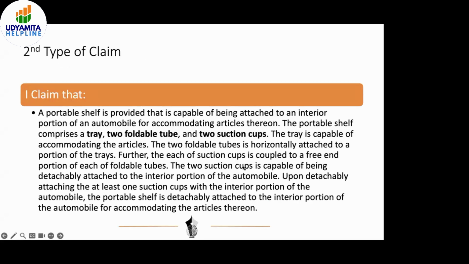The next type of claim is when you say that I want to protect the construction of the product. In that case, people tend to write these kinds of claims. A portable shelf is provided that is capable of being attached to an interior portion of an automobile for accommodating articles thereon. The portable shelf comprises a tray, two foldable tubes, and two suction cups. The tray is capable of accommodating the articles. The two foldable tubes are horizontally attached to the portion of the tray, and so on.